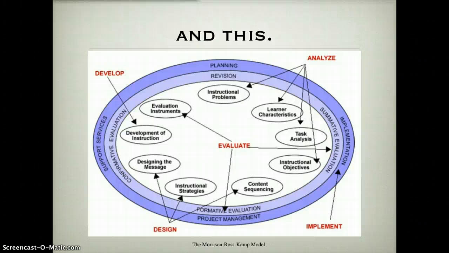Design is very much kind of a holistic, cyclical kind of process. And that's what Morrison, Ross, and Kemp are trying to portray here, that there are things that have to happen, but they happen in relationship to each other and not necessarily in a linear way. And that something like evaluation is happening throughout the process and overall.